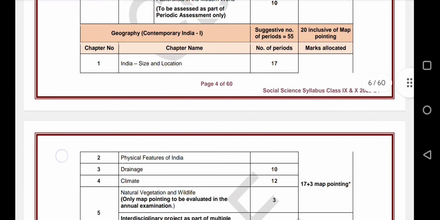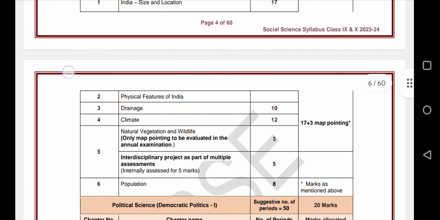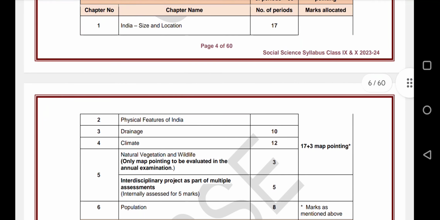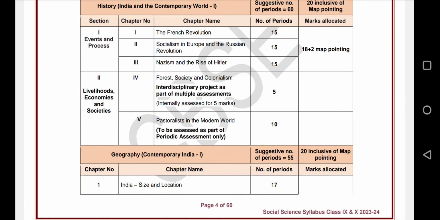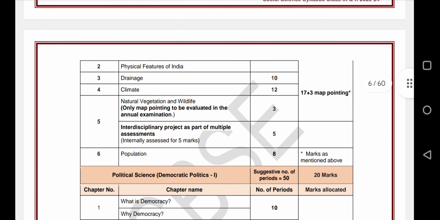Now we will come to geography. So in geography you can see there we have 6 chapters, out of which 1 chapter is going to be the part of interdisciplinary project, plus the 1 map pointing from this own, the map pointing will be from this natural vegetation and wildlife, which is the 5th chapter, and from there only we have interdisciplinary project as a part of multiple assessment. Here it is multiple assessment, and here this was multiple assessment both. So you have 2 multiple assessment projects, you can see, okay.